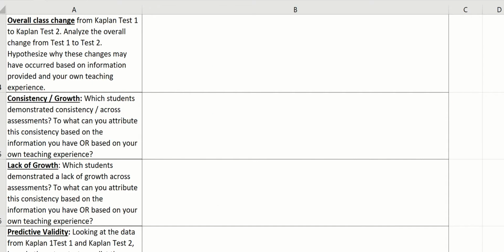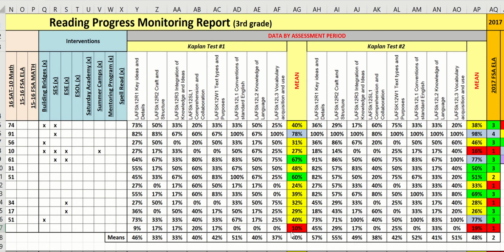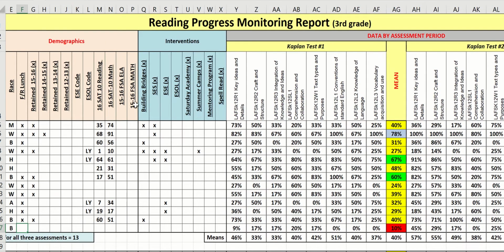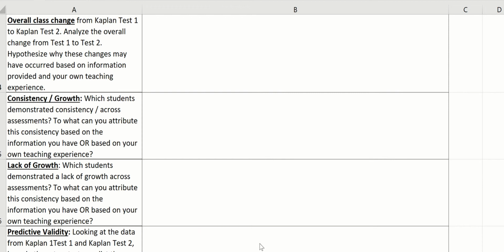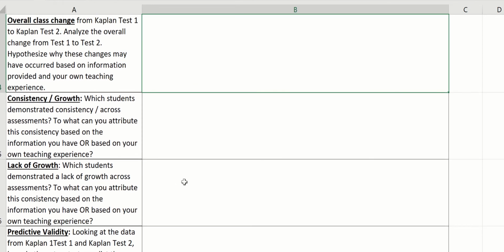So on your form, you're going to identify each of the students who showed growth, and then you're going to look at the other attributes and check out all this other data. Why do you think they made growth? And then for lack of growth, list the specific students who did not show growth. And then what do you think may have been the reason for that?